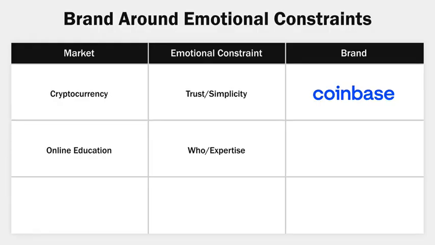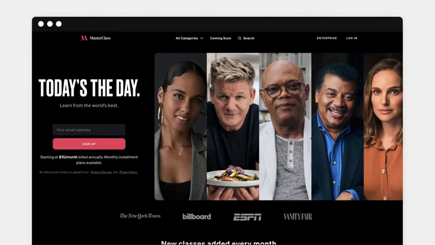We can also take a look at the online education space, where one of the primary emotional constraints is on who is teaching the course and that expertise. Here we found the fast-growing product Masterclass, which takes world celebrities and experts around topics like cooking, poker, writing, and acting, and develops courses. And you can see here that they're heavily using the brand of those people to solve around and communicate around that primary emotional constraint.